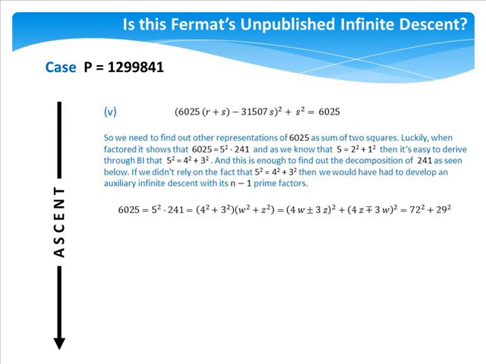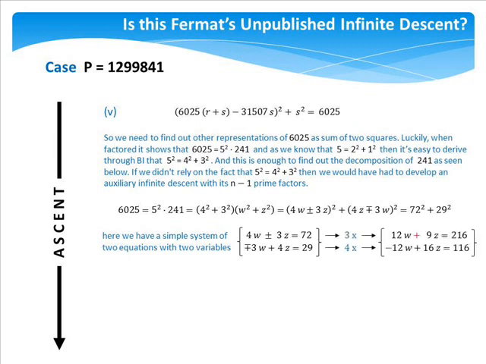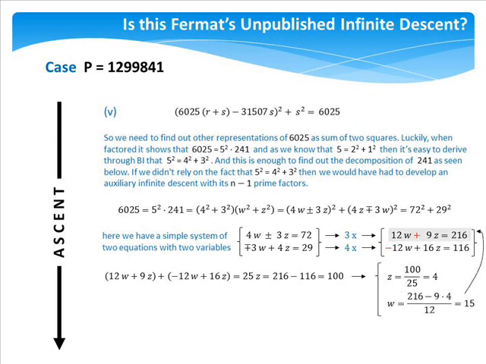So we apply Brahmagupta's identity to find out the values of w and z. Here we have a simple system of two equations with two variables that can easily be solved when we multiply the first equation by 3 and the second by 4. So we can cancel 12 times w when adding them up. And so we find that z is equal to 4, and replacing that value in the first equation gives that w equals 15.